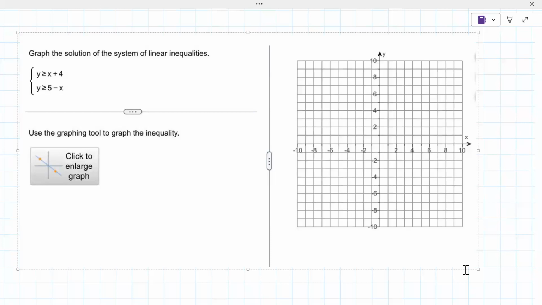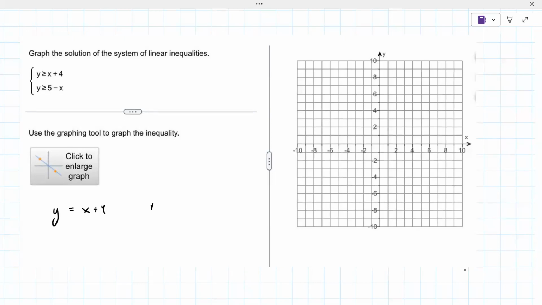Okay. So first one here, graph the solution to systems of inequalities. Now for the first equation here, y equals x plus 4, I'm just changing it to equals. What's the slope and what's the b value? The slope is 1 and the b is 4. So you start at 4, the b value, and you do the slope of 1. Now, is it a solid or a dashed line? It's based on that symbol there.